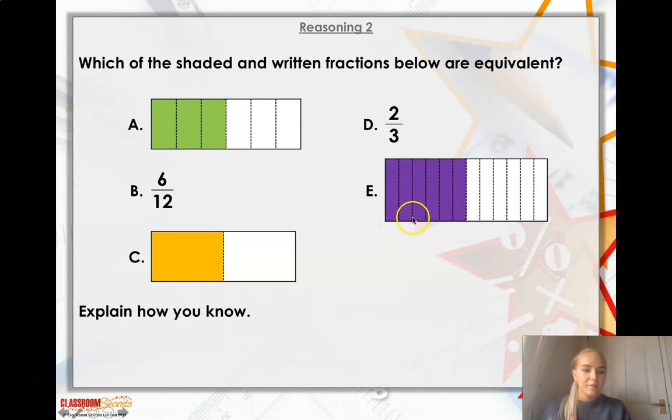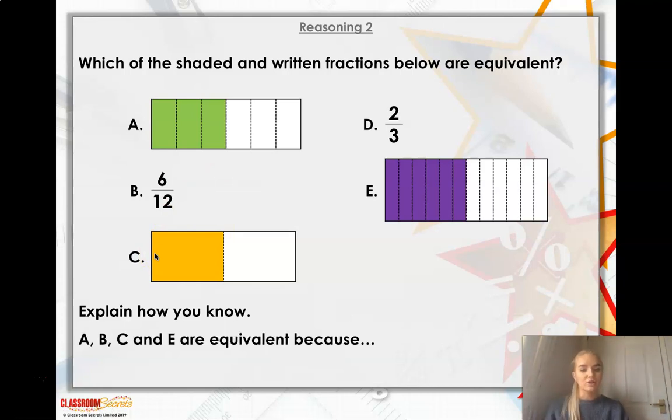E has how many altogether? 2, 4, 6, 8, 10, 12. How many are shaded in? 2, 4, 6. So that also represents 6/12, which is equivalent to half. So which ones are the odd ones out? D is the odd one out.